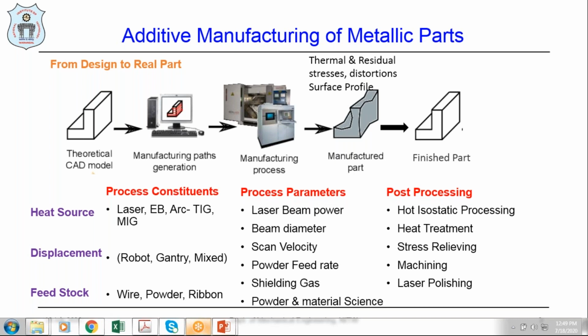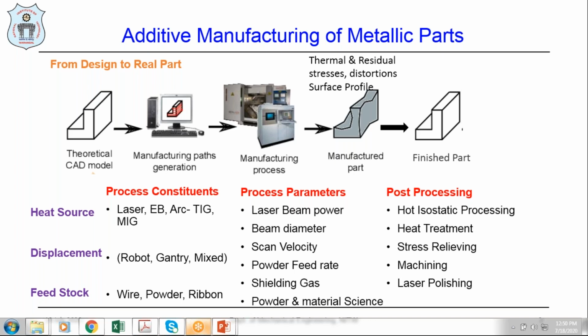That manufactured part will have thermal residual stresses as well as some distortion of the surface profiles. To eliminate these, either thermal residual stresses or distortion surface profiles, we need to go for post-processing. You can see here the process constituents: the laser, electron beam, arc, or TIG, or MIG. These are all the heat sources which can be used for the fabrication of components, whether it is SLM, DED, or the WAAM process.